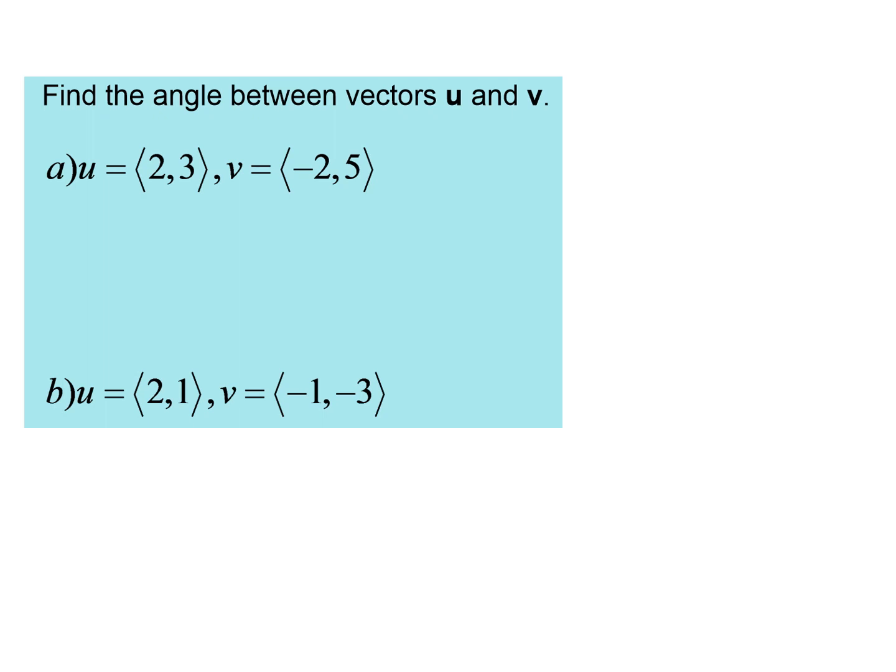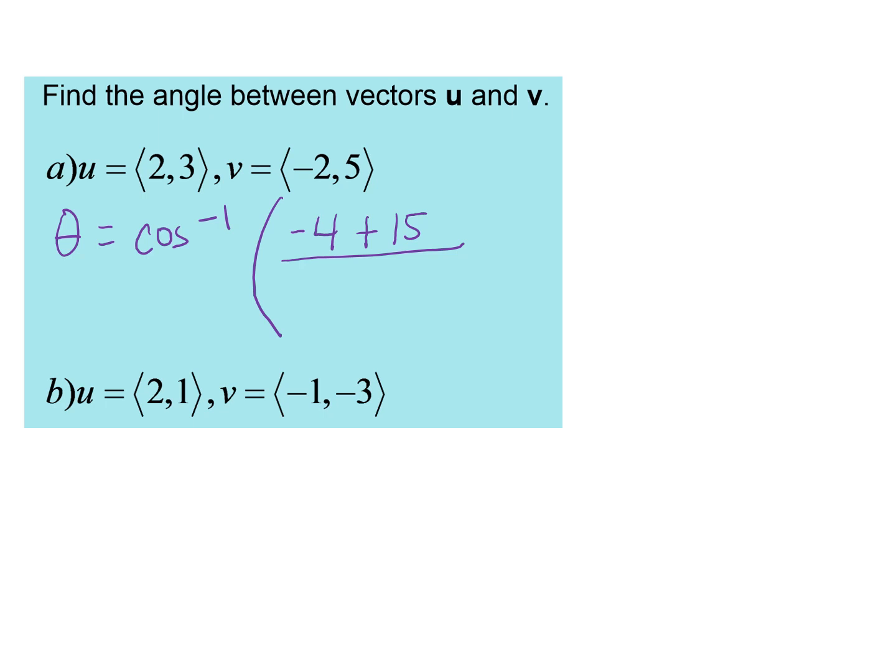So I'm going to use the phrase that I had written at the bottom of the previous slide that says to find the angle between the vectors, we take the inverse cosine of the dot product. So again, I'm going to take horizontal times horizontal. So 2 times negative 2 would give me negative 4, plus vertical times vertical. So 3 times 5 would give me 15, over.